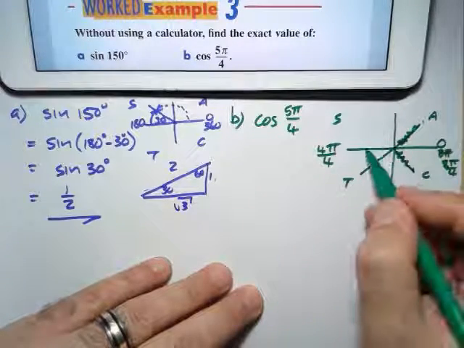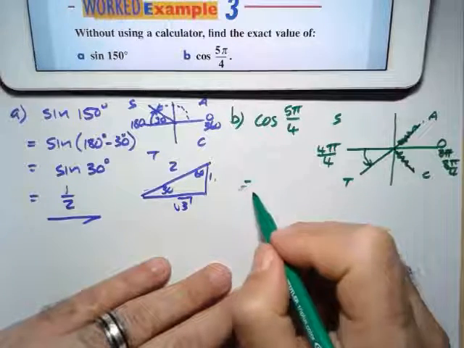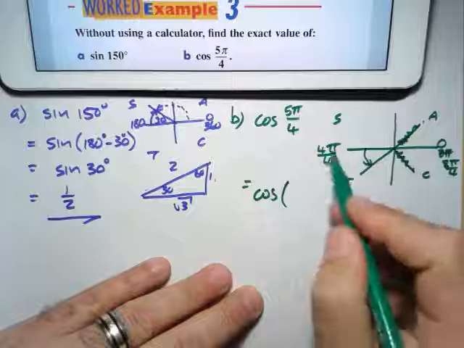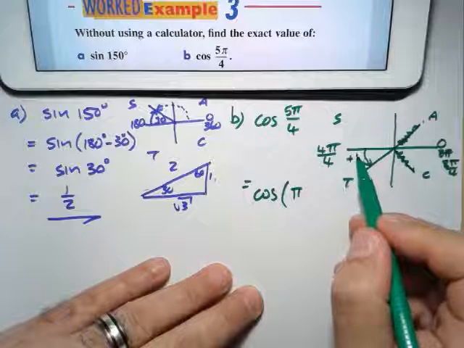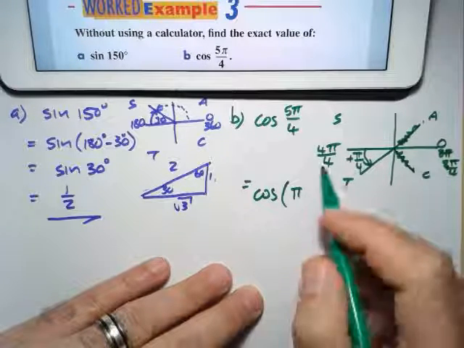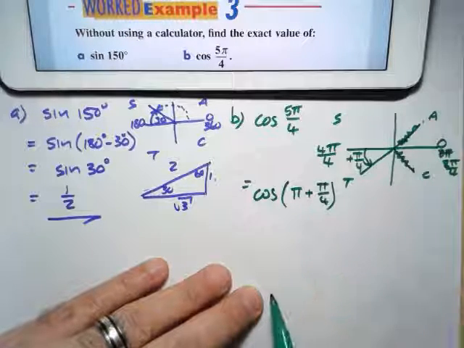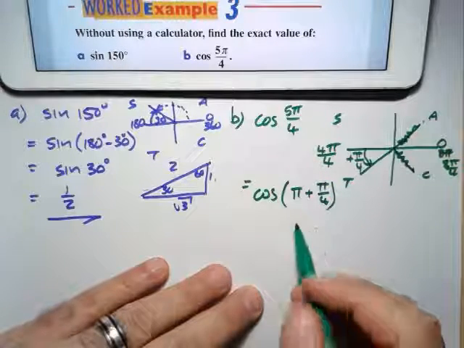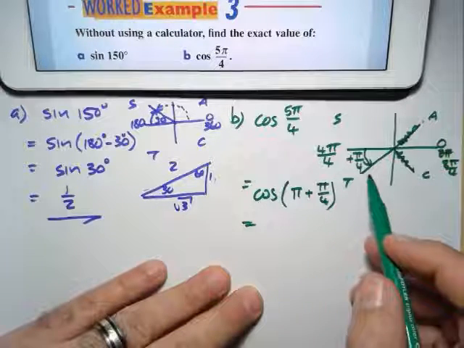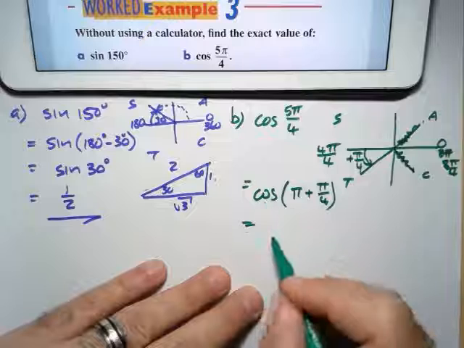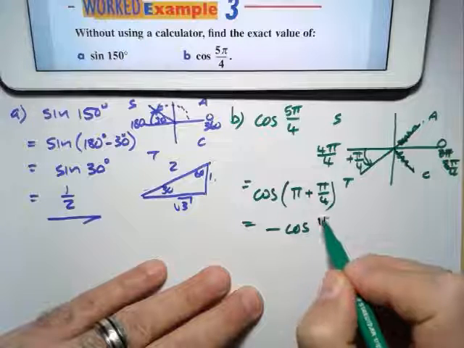So I can rewrite this in terms of this acute angle. I can say the cos of 5 pi over 4 is the same as the cos of 4 pi over 4, which is pi. So 4 pi over 4 plus 1 pi over 4 will give me 5 pi over 4. So 5 pi over 4 is pi plus pi over 4. Now I have an acute angle. CAST: in my third quadrant, cos is negative. I'm working from my x-axis, so cos stays cos of my acute angle pi over 4.